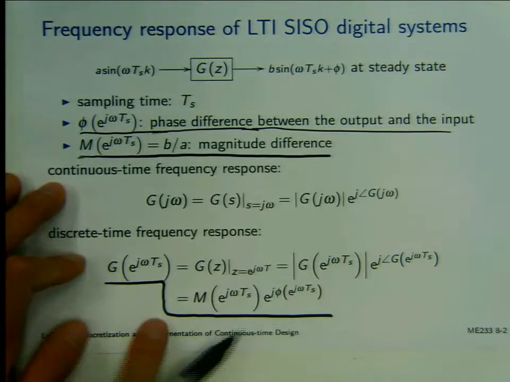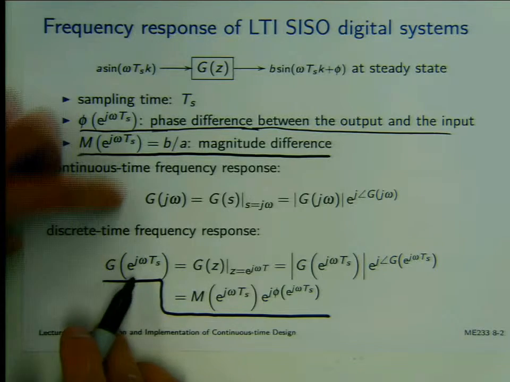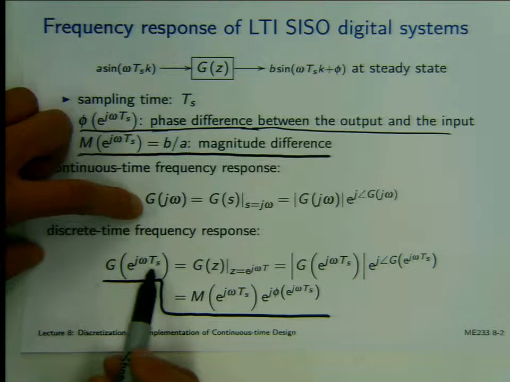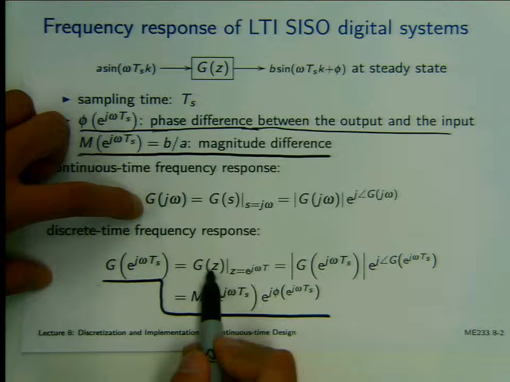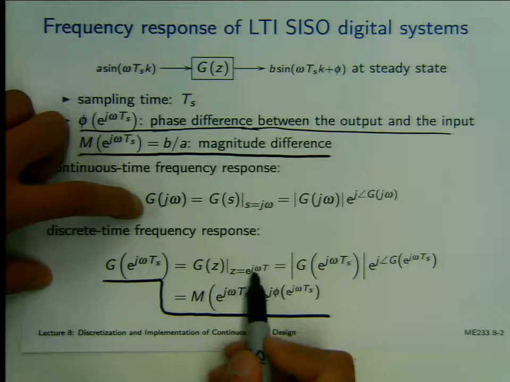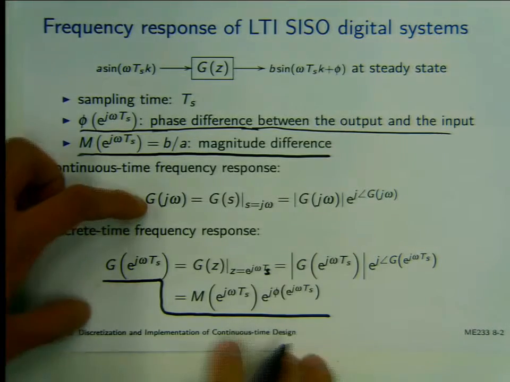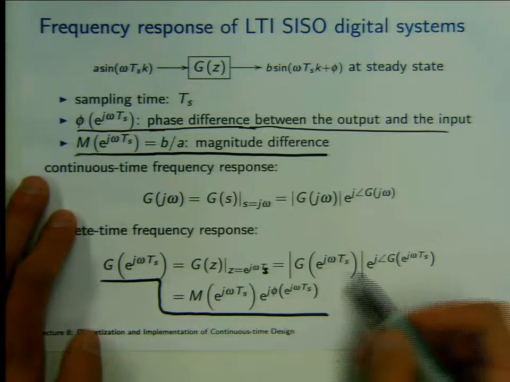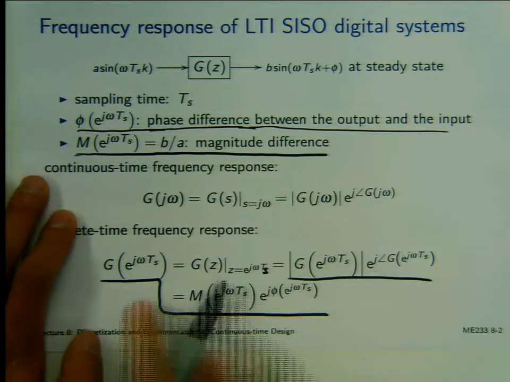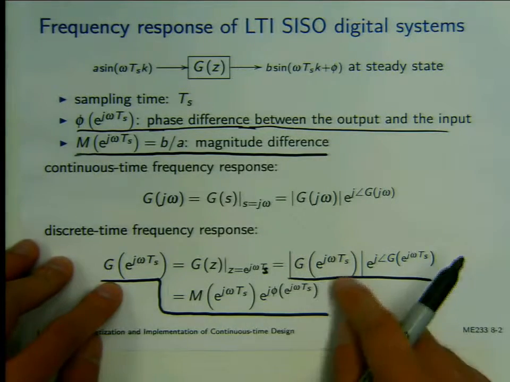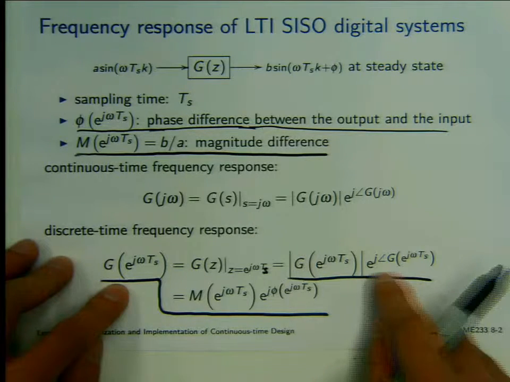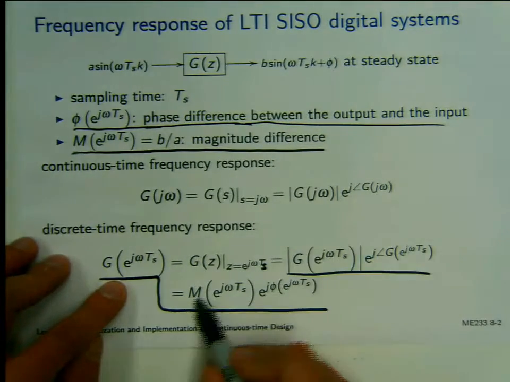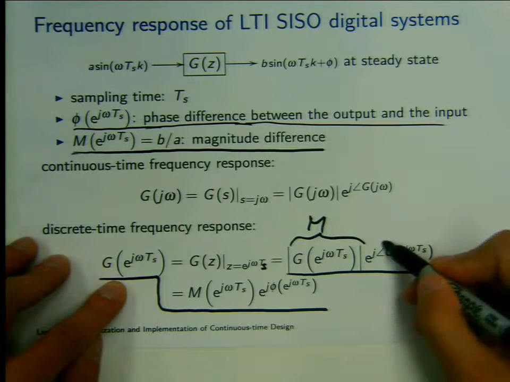It's very similar to the continuous time equation, except that in the continuous time frequency response, we use j omega, and here we use e to the power of j omega times Ts. So this is evaluating the transfer function with z equal to e^(j omega Ts). Ts, it's a typo, Ts here. By using the complex notation, we can write this G of e^(j omega Ts) as the magnitude times e to the j of its angle. So the first part is exactly the magnitude M, and this is exactly the phase.